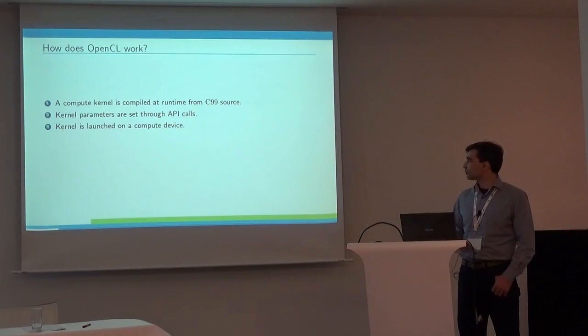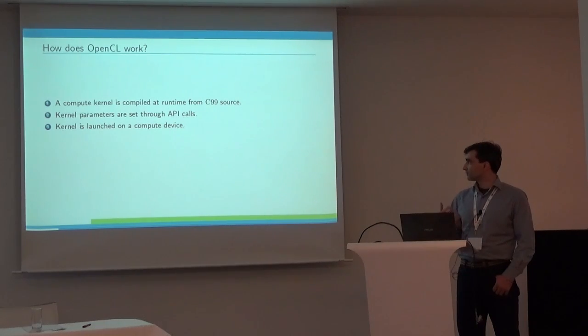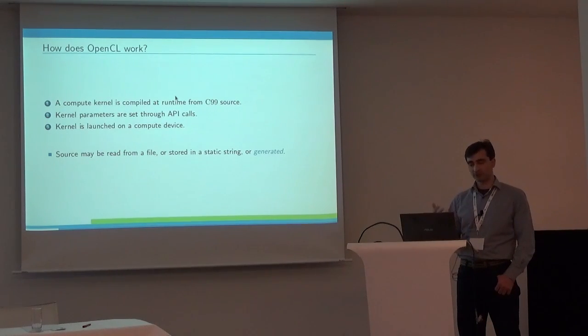In OpenCL, the compute kernel is compiled at runtime from C99 source code. Then you set kernel parameters through OpenCL API calls. Then you launch the kernel on a compute device by putting it into an execution queue. This source code may be read from a file, from a static string, or it can be generated at runtime as well.